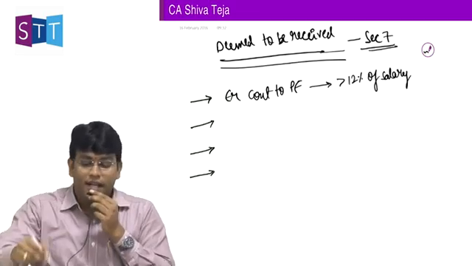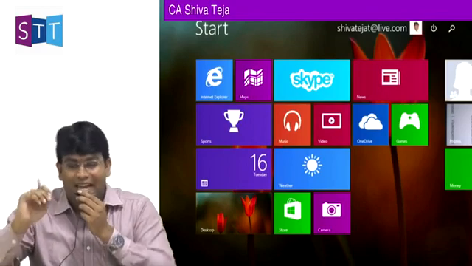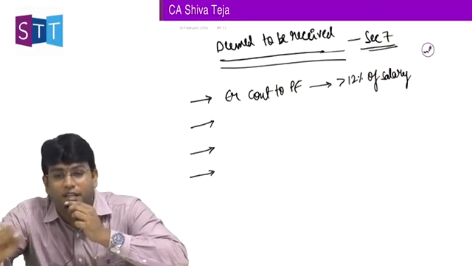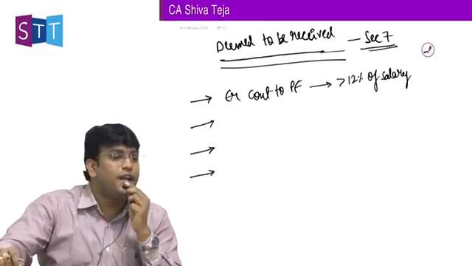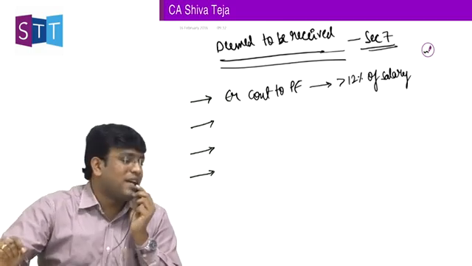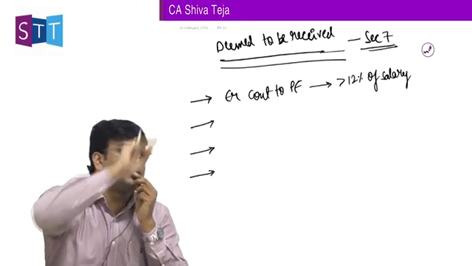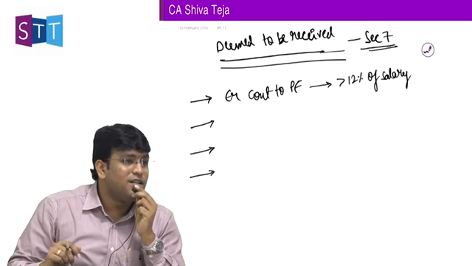That means what? Let us say the employee's salary is 1 lakh. The employer contributed 15,000 to Provident Fund. That means how much percent? 15%. What is taxable? More than 12% is taxable. So how much is taxable? 3,000 is taxable. Correct, sir?